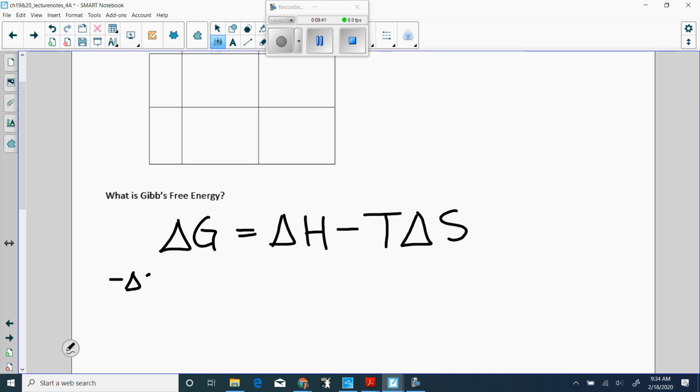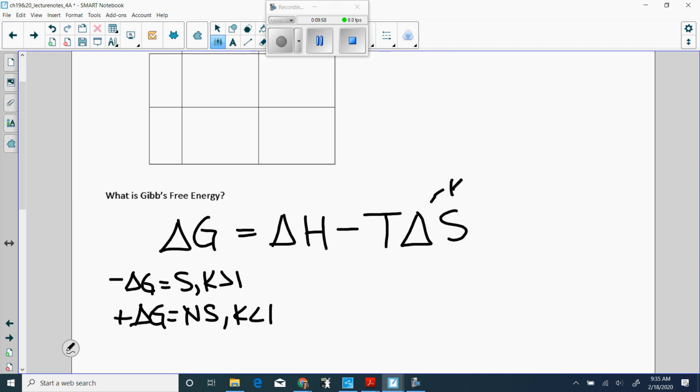Remember, if it's negative, that means it's spontaneous. If it's positive, that means it's non-spontaneous. That means my K is less than 1. The challenge with this is you got to make sure your units are right. The right units are going to be kilojoules. The problem is entropy is measured in joules. So we're going to pull numbers off a table, but the numbers are going to be in joules. We have to convert it to kilojoules in order to use it. Temperature has to be in Kelvin, and your table enthalpy already is in kilojoules.